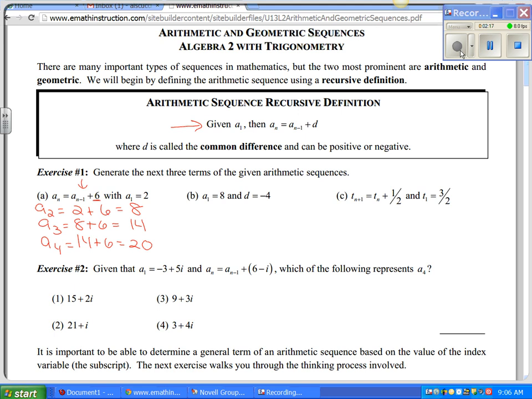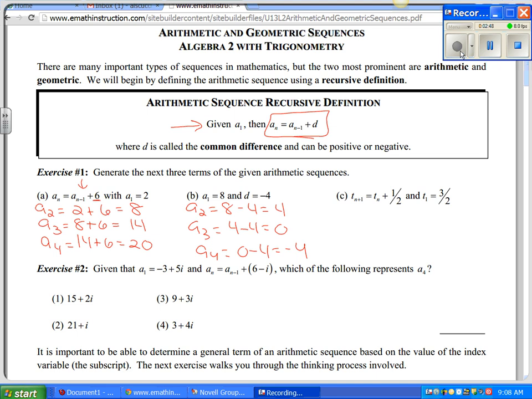Okay, so the next one, notice it's giving us a sub 1 and it's giving us our common difference. So you guys have to plug it into the formula and find the next three terms. So go ahead and give that a shot, please. See if you can do that on your own. Okay, how do I set up to find a sub 2? Good, 8 minus 4 equals 4. A sub 3. Good, and a sub 4. Awesome job, guys. Very nice.